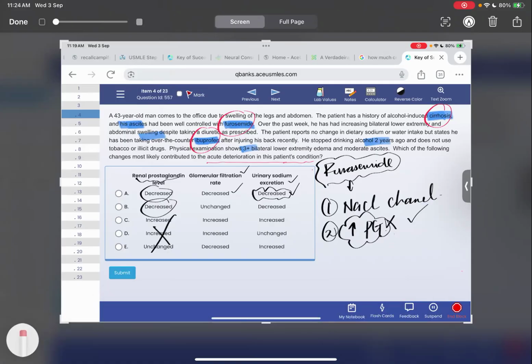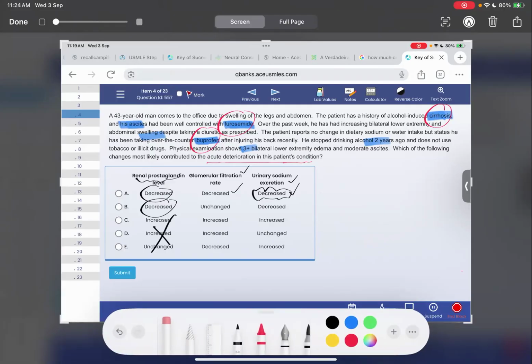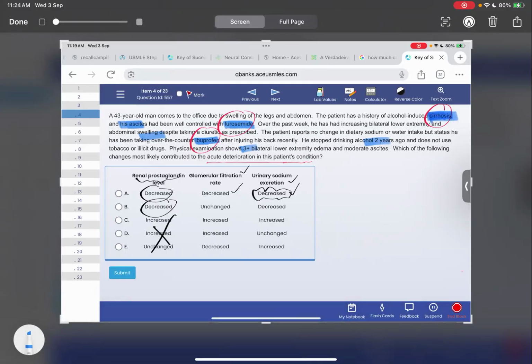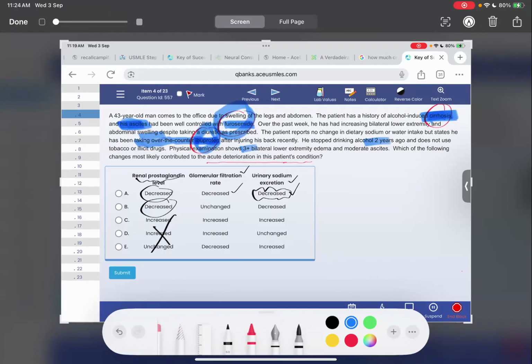Okay, so we have a patient having cirrhosis, and he has ascites. For ascites, he is using furosemide, but he is also taking an over-the-counter drug, which is ibuprofen. The question is asking, what is the effect of ibuprofen on his kidneys?